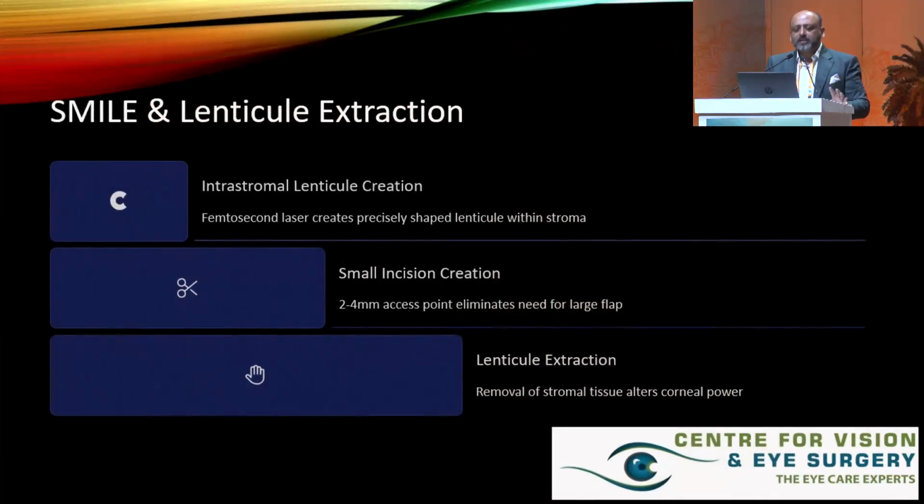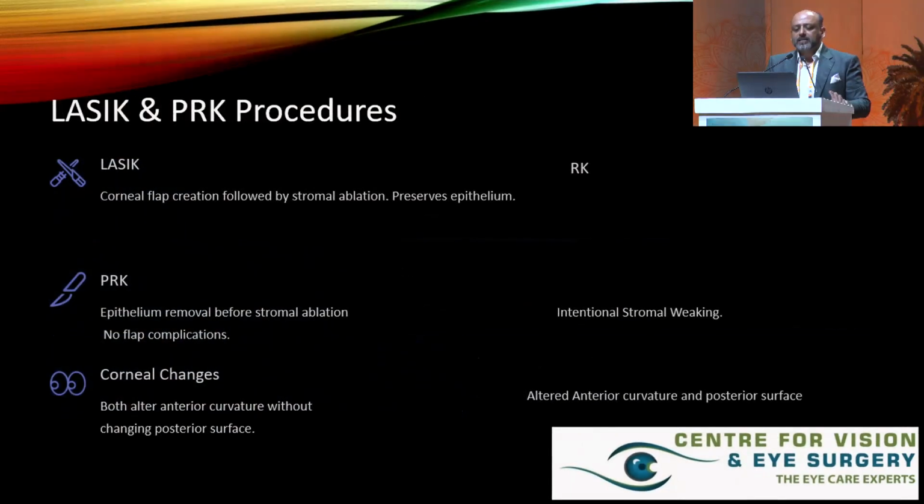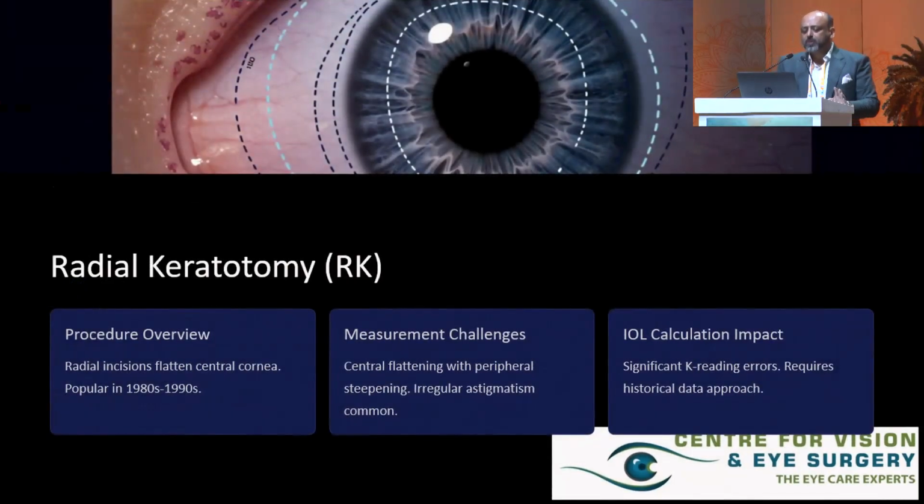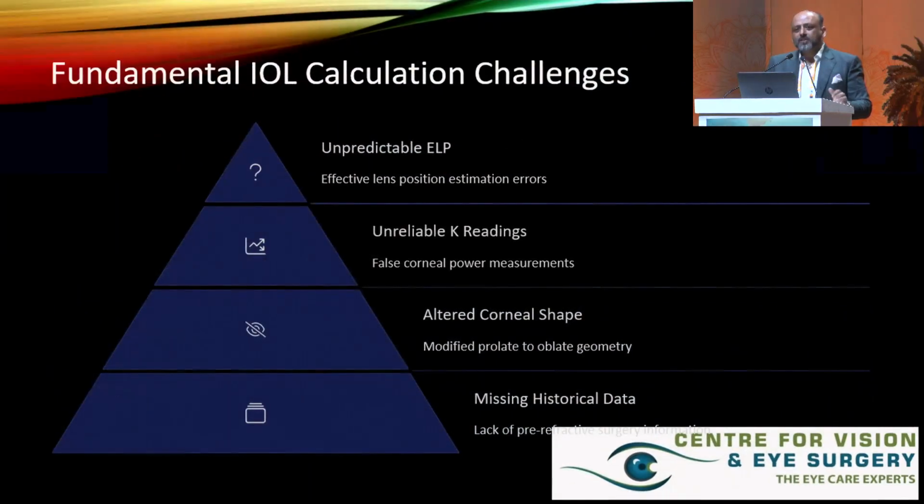We do know about SMILE and lenticule extraction, which is now fairly commonly performed. With SMILE, LASIK and PRK, the corneal surface is changed. But in RK, there is an intentional wound weakening which alters both the anterior and posterior surface, slightly different from LASIK or PRK where predominantly the anterior surface is altered. This is important because radial incisions flatten the central cornea. The central flattening with peripheral steepening causes irregular astigmatism, which is fairly common. You do still see those post-RK patients, and the impact is significant K errors, which sometimes requires a historical data approach.